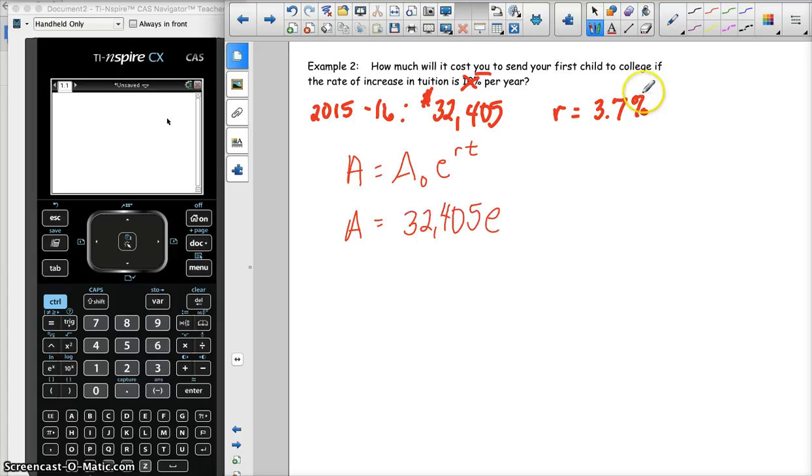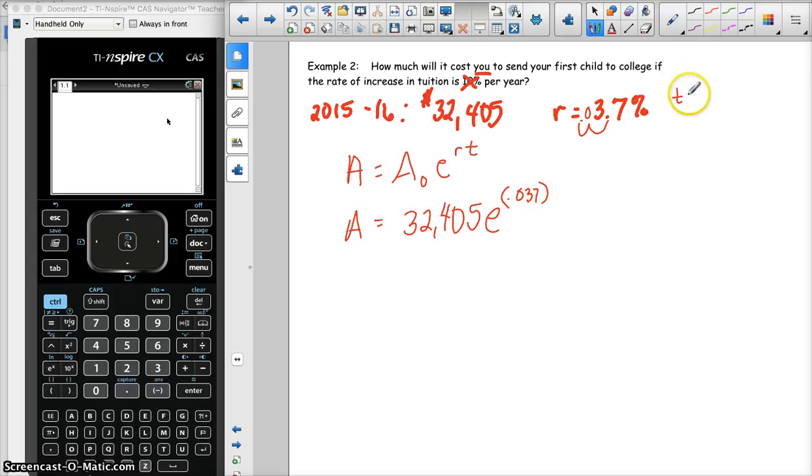Times e, we know that our interest rate is 3.7. Remember, when we calculate that, we have to move our decimal 2 places to the left. So we will actually use 0.037 as our rate in the problem. Okay, now let's think about how many years this is going to be.